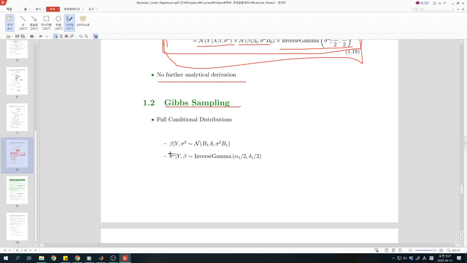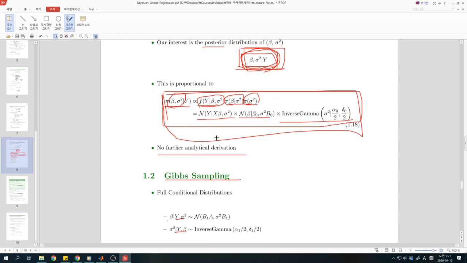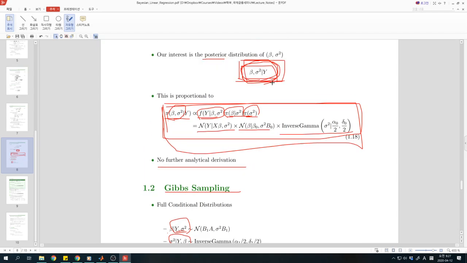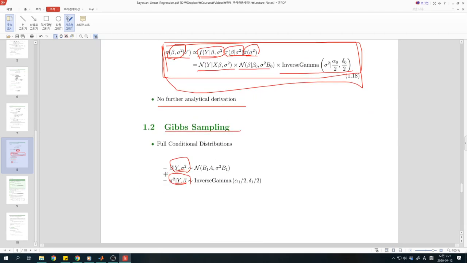So first, we know the distribution of beta given y and sigma square. And also we know the distribution of sigma square given y and beta. This distribution is of course different from the joint one, and different from this one. This is called the posterior distribution. What about this? This is called the full conditional distribution.